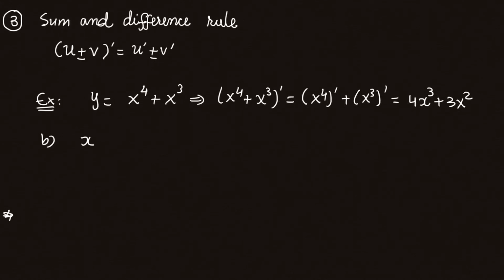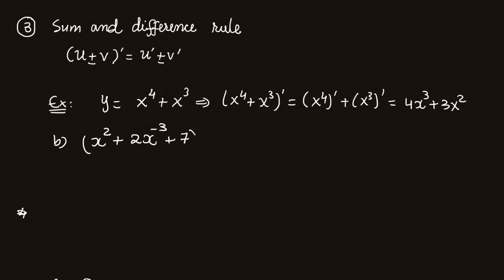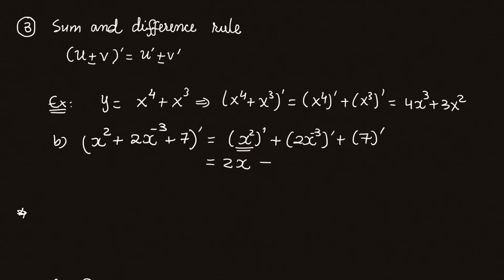Let's see another example. For example, x squared plus 2x minus x cubed plus 7. The derivative of this, I can just separate: x squared prime plus 2x prime minus x cubed prime plus 7 derivative. Then here I have 2x, and here I have 2. The 2 can come out.